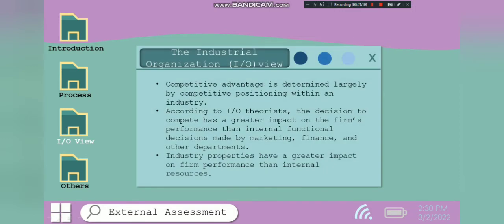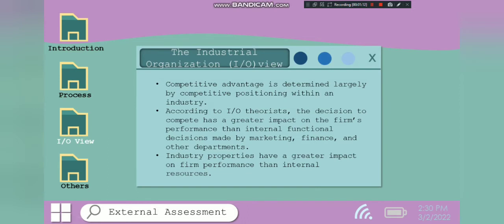In addition, competitive advantage is determined largely by competitive positioning within an industry. Managing strategically from the IO perspective entails firms striving to compete in attractive industries and gaining a full understanding of key external factors and relationships within that attractive industry. According to IO theories, the decision to compete has a greater impact on the firm's performance than internal functional decisions made by marketing, finance, and other departments.